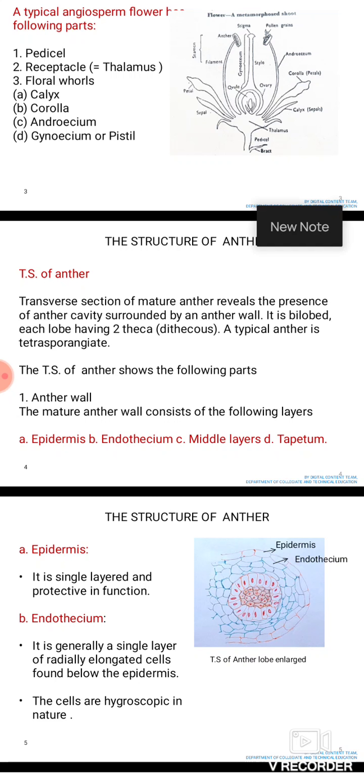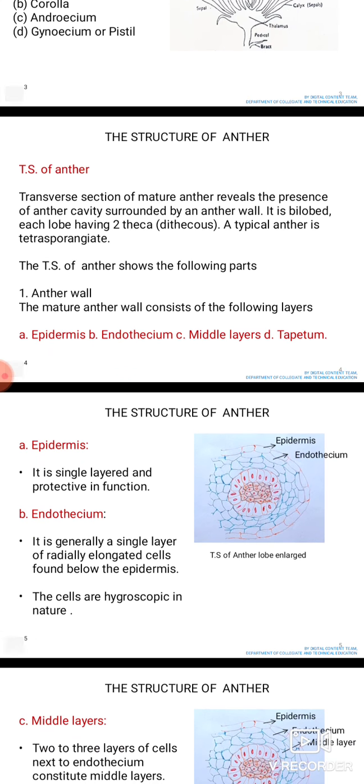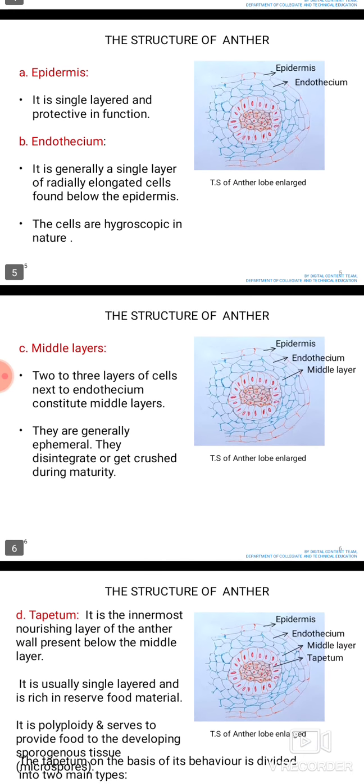Coming to the first one, the anther wall, that is the epidermis, it is single layered and protective in function. Below epidermis is endothecium. It is generally single layered and made up of fibrous thickenings. The cells are hygroscopic in nature and help in dehiscence of anther. The middle layers are 2 to 3 layered, present below the endothecium, and they are generally ephemeral. They disintegrate or get crushed during maturity.